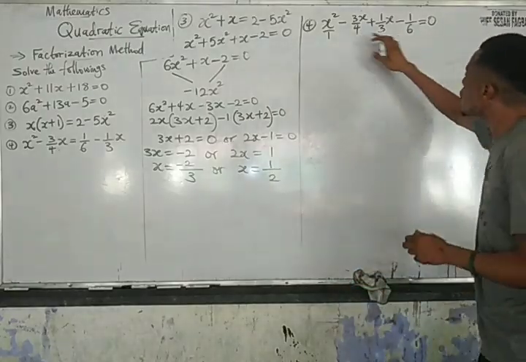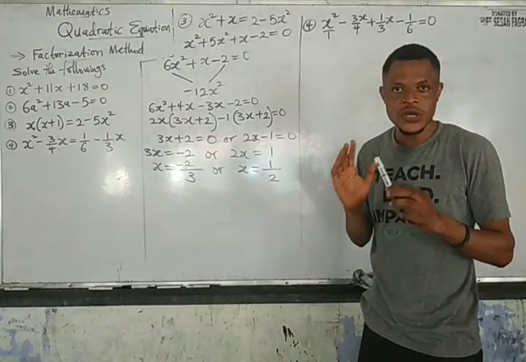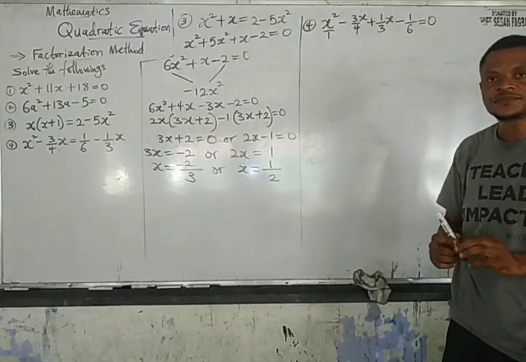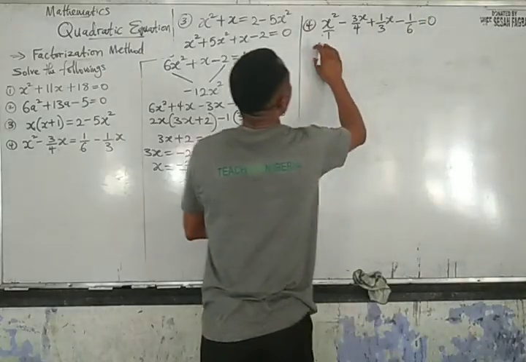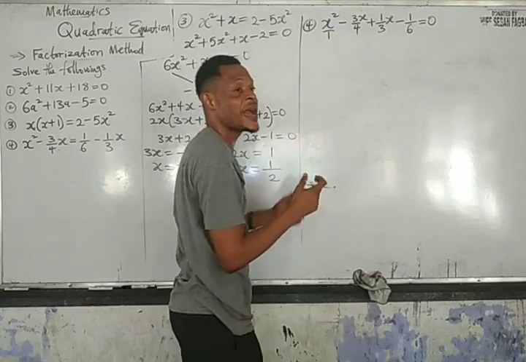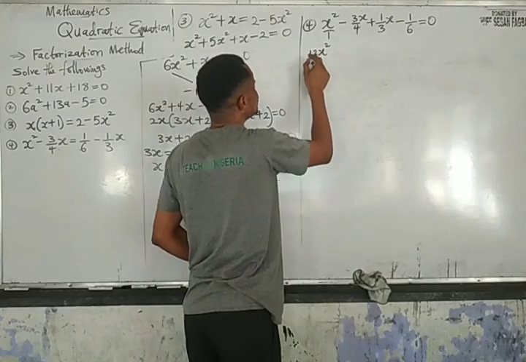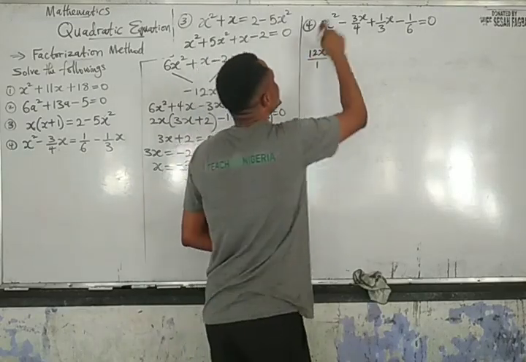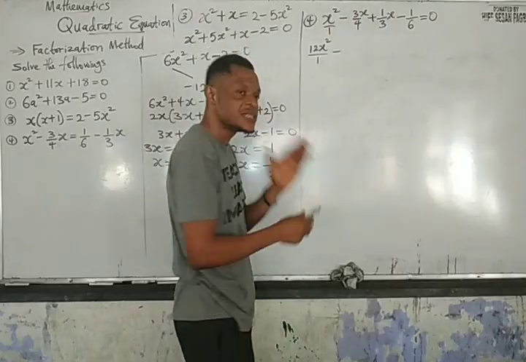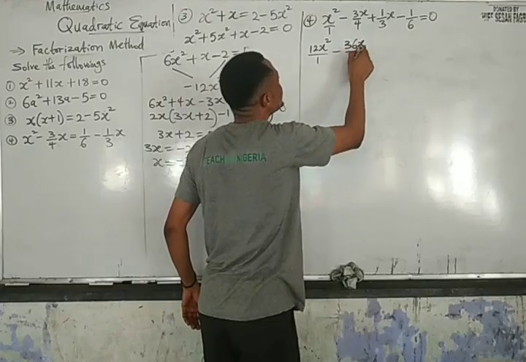Now the LCM of 4, 3, and 6 is going to be 12. So we are multiplying every numerator by 12. By the time we multiply everything here by 12, it's like having 12 multiplied by x squared. We have 12x squared over 1. Okay? By the time we multiply 12 and minus 3, it's going to give us 36. So we have 36x all over 4.